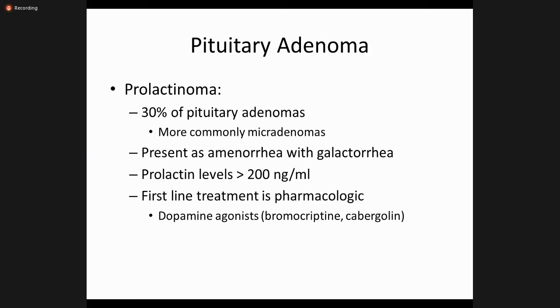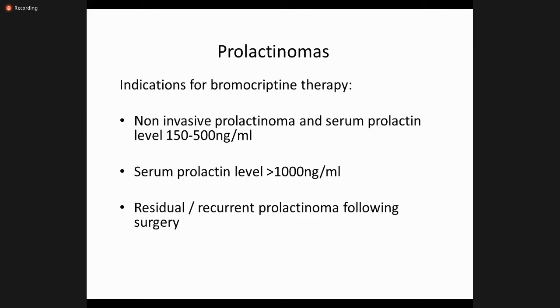Treatment is initially, as first line treatment, pharmacological treatment, that is bromocriptine and cabergoline, and the second line treatment is pituitary surgery. Now the indications of bromocriptine therapy: when there is a non-invasive prolactinoma and serum prolactin level is between 150 to 300 nanogram per milliliter, or when the serum prolactin level is very high, more than 1000 nanogram per milliliter, or when there is a residual or recurrent prolactinoma following surgery. These are the three indications of bromocriptine therapy initiation.